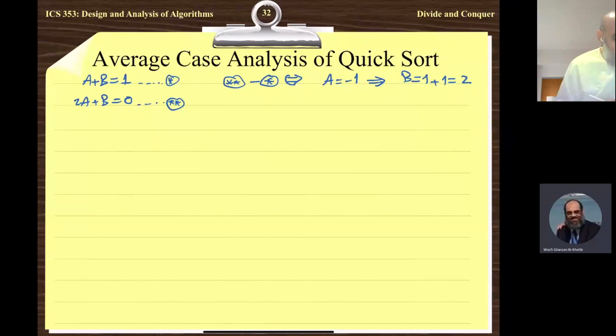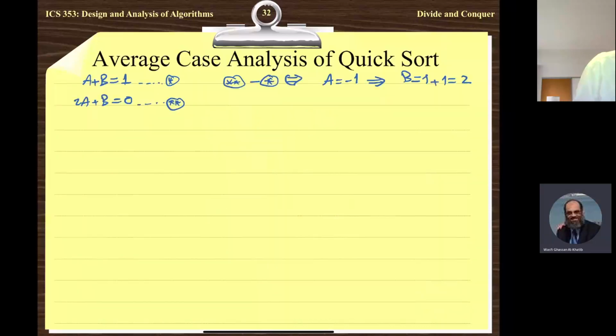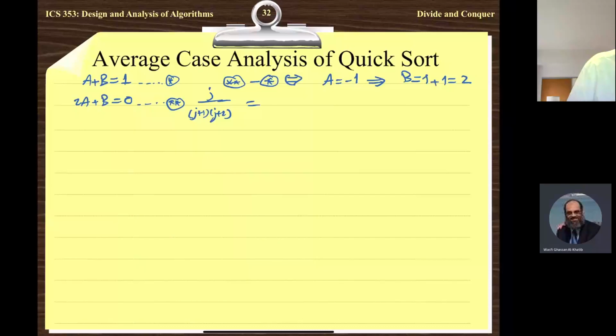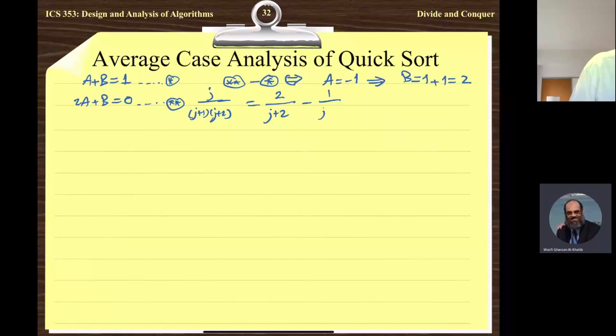And therefore, now we can write the summation. J over j plus 1 times j plus 2 is equal to, well, let's put b first because it is positive. So it is equal to b divided by j plus 2, so 2 divided by j plus 2, minus 1 divided by j plus 1.